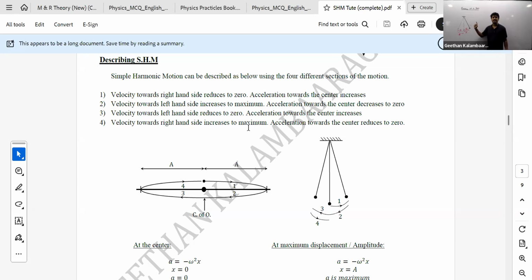will increase, right? When displacement increases, acceleration increases: a equals minus omega squared x, remember? So when you go this way speed reduces and comes to zero, and when you come this way speed increases and comes to the maximum at this point. Remember that. Where is the maximum speed in simple harmonic motion? At the center. Where is the minimum speed, or zero? At the amplitude. Clear?